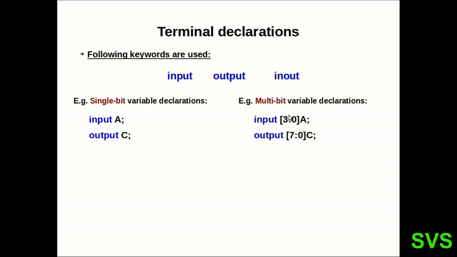Similarly, for multi-bit, we use array definition, wherein, as shown in the example, input [3:0] A, which we read as 3 down to 0 of A, defines A as a 4-bit variable. Similarly, variable C is an 8-bit variable.